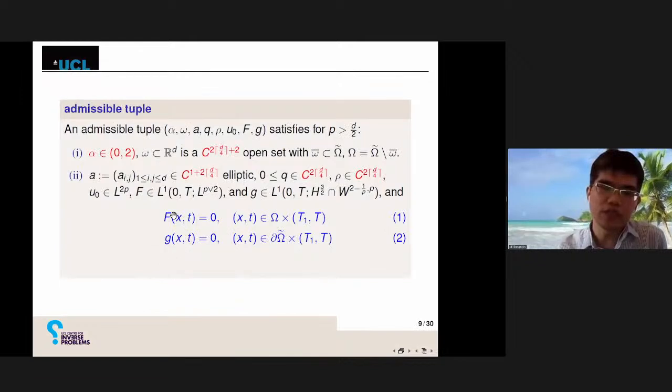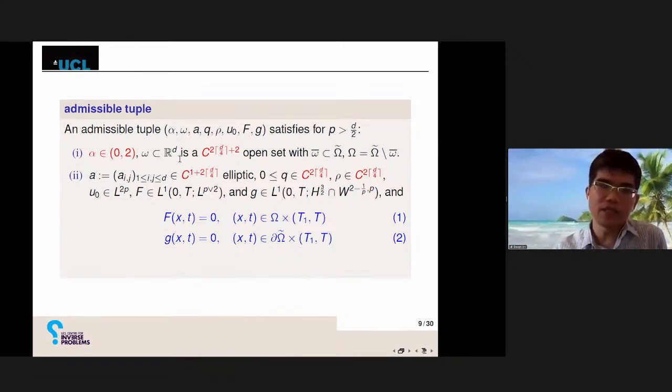And also for the source and the boundary condition, I assume that it vanishes before the final time, up to some point T1, which is smaller than capital T, where we will conduct the measurement. Before that, it will start to vanish. So these are the conditions I will need.